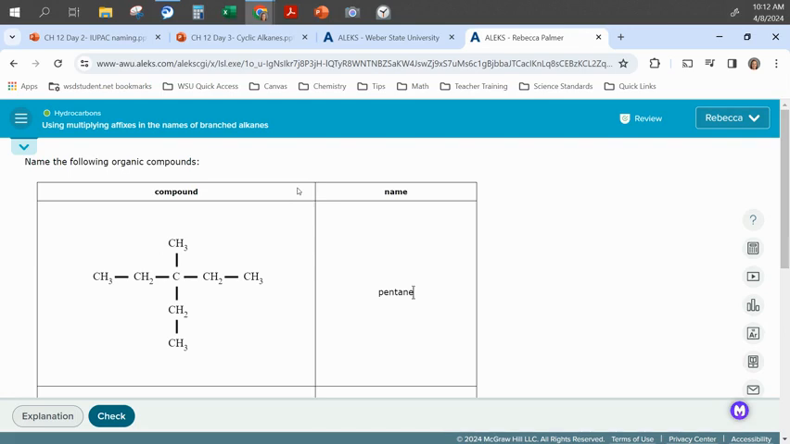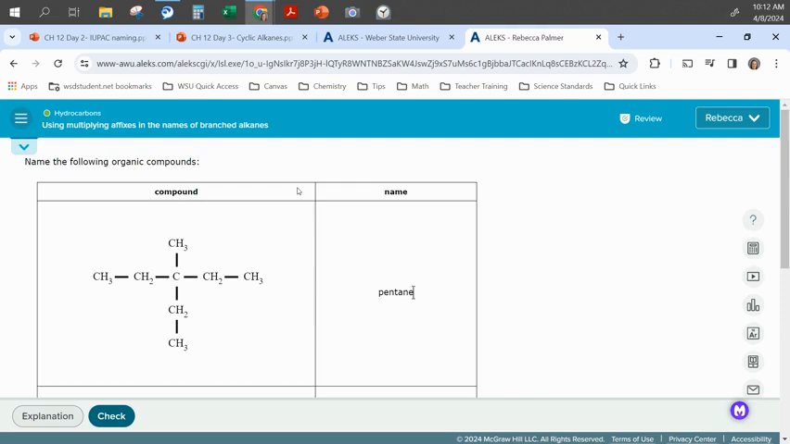So I'm going to count it like this. 1, 2, 3, 4, 5. My methyl group is at 3, so this will be called 3-methyl. And then I have an ethyl at the 3 position, so this will be 3-ethyl.